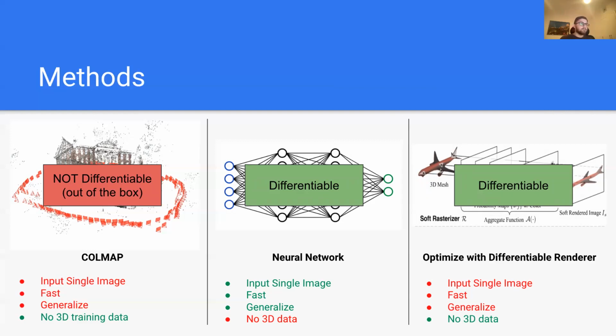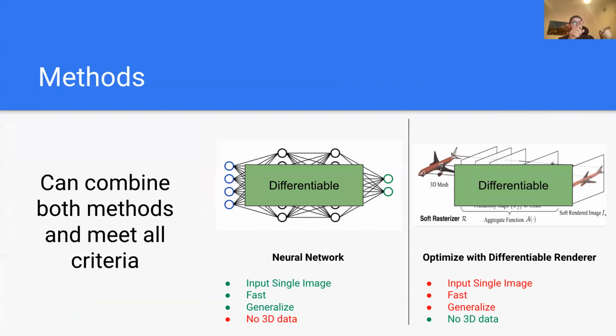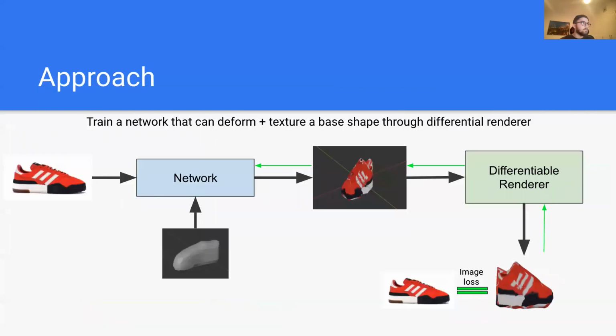But because neural networks and these differentiable renderers are both differentiable, it's easy to combine them. COMP isn't really differentiable, doesn't really fit the criteria, and it's not easy to find a way to combine that with these other features. So ultimately, the solution I went for combines these two approaches, and it helps us meet all of the criteria and make all those points green.